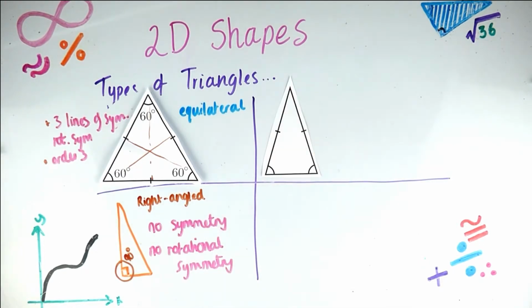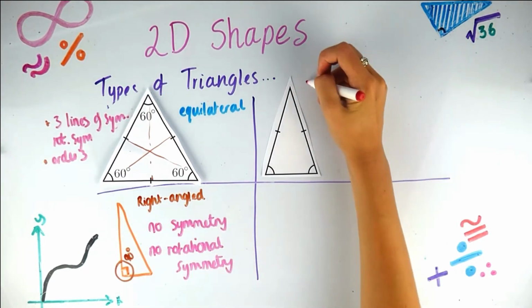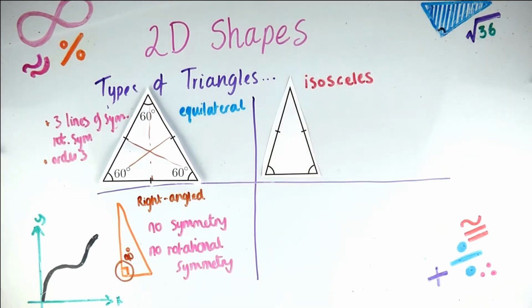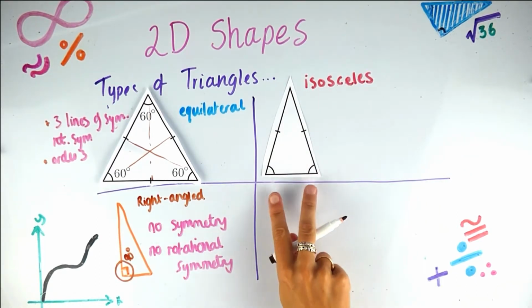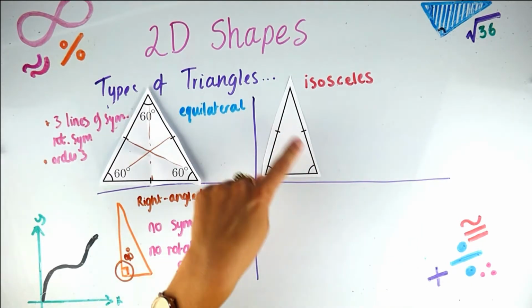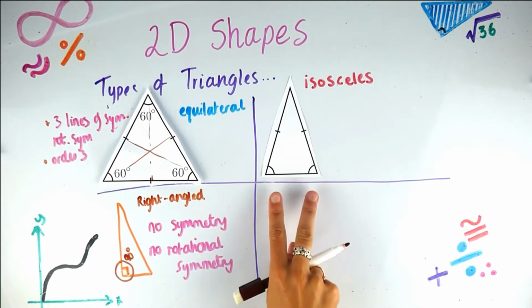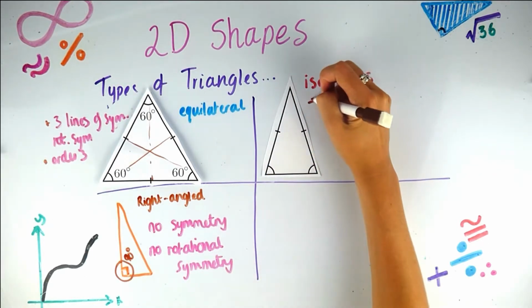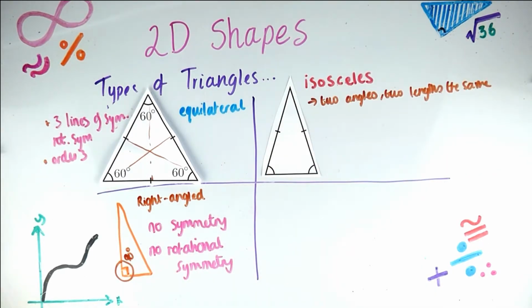Now we're going to look at this triangle here, and this is called an isosceles triangle. And for this triangle, the key facts are it has 2 angles the same at the base and 2 lengths the same. So it's not quite an equilateral because it doesn't have all 3 the same, but it has 2 angles the same, 2 lengths the same. Okay, now let's try and look for some lines of symmetry and some order of rotation.